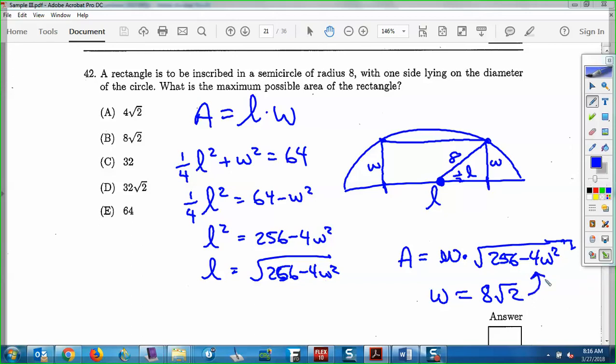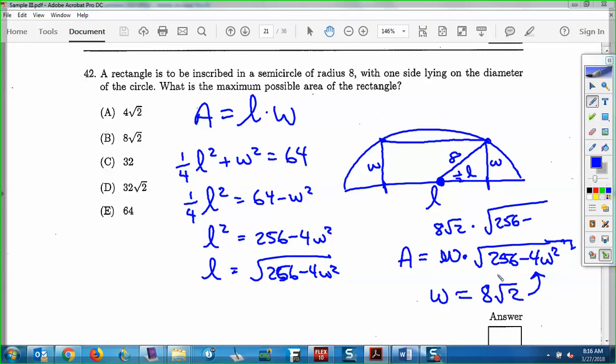Put it right back into there. Okay, so it'd be 8 square root 2, which I would just do on my calculator, but this would be 256 minus what's 8 square root 2 squared would be 128. That's going to turn out negative inside there. That's not good.